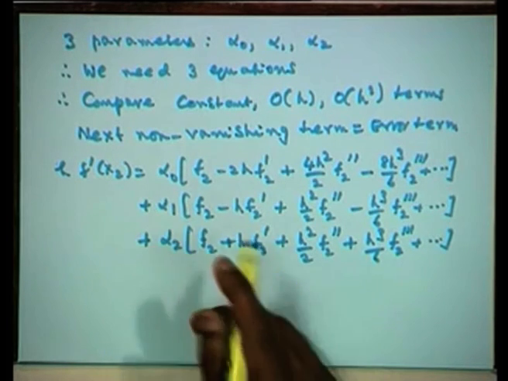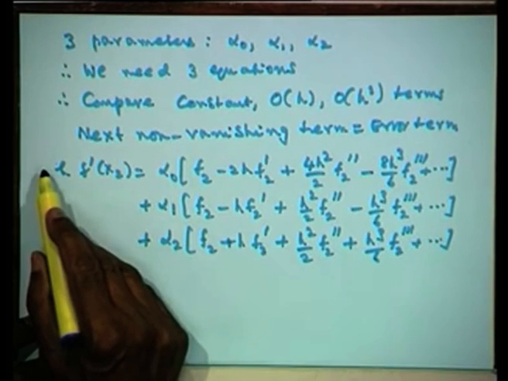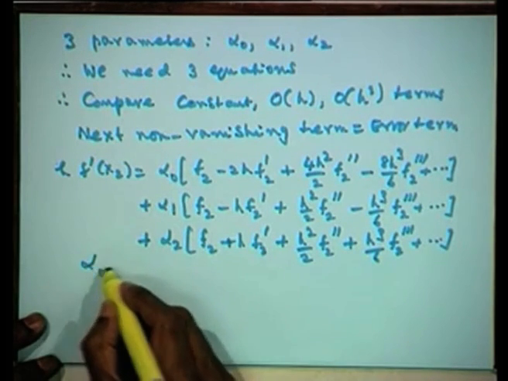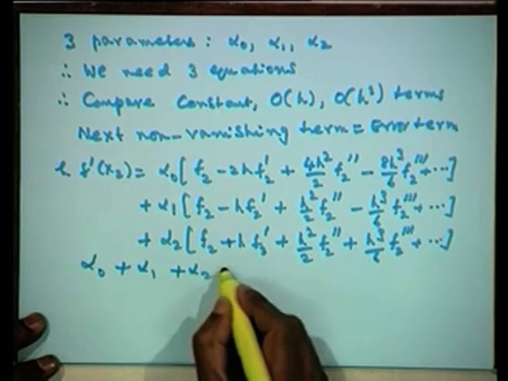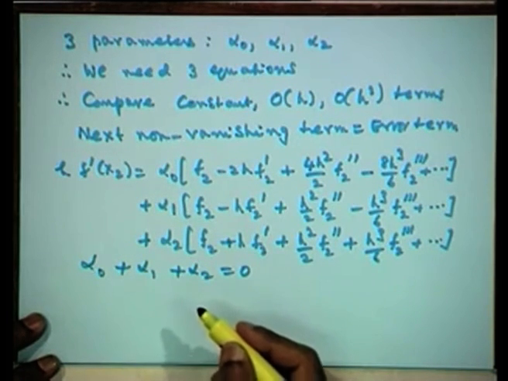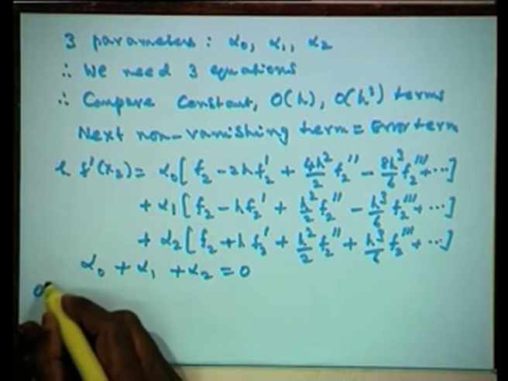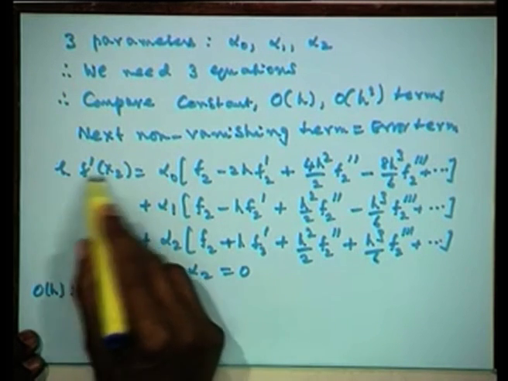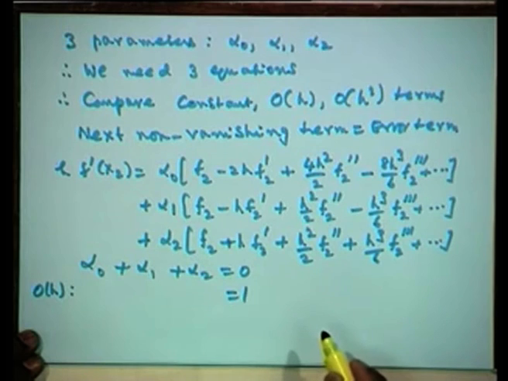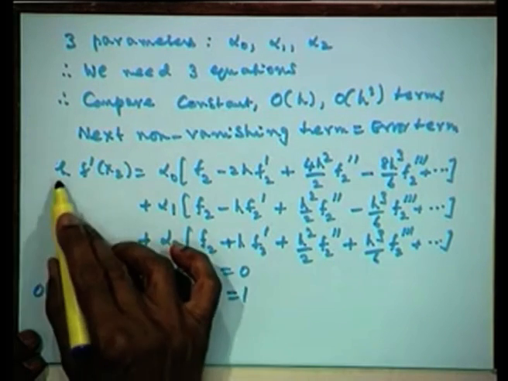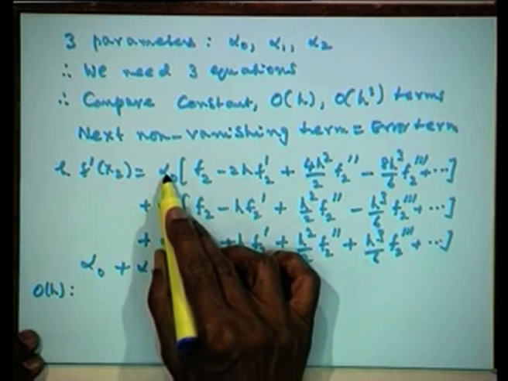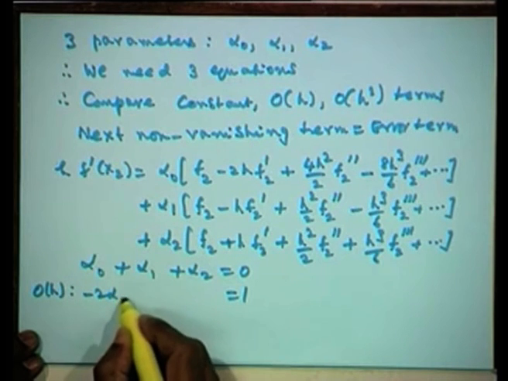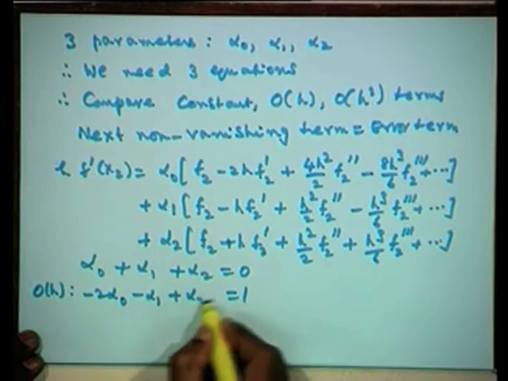Now, I need to compare the constant. There is no constant on the left hand side, that is 0. Therefore, alpha naught plus alpha 1 plus alpha 2 will be 0. So, alpha naught plus alpha 1 plus alpha 2 is equal to 0. Now, we compare order of h terms. On the left hand side we have 1, the h f dash coefficient is 1. So, let us write down 1. On the right hand side, the h f 2 dashed coefficient is minus 2 alpha naught minus alpha 1 plus alpha 2. So, I have minus 2 alpha naught minus alpha 1 plus alpha 2.